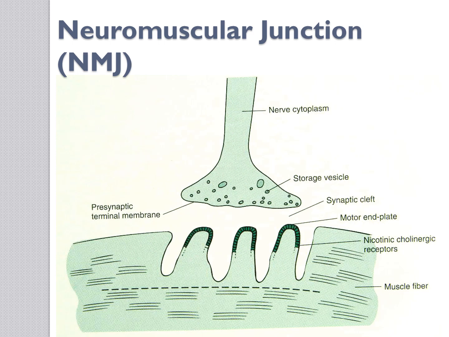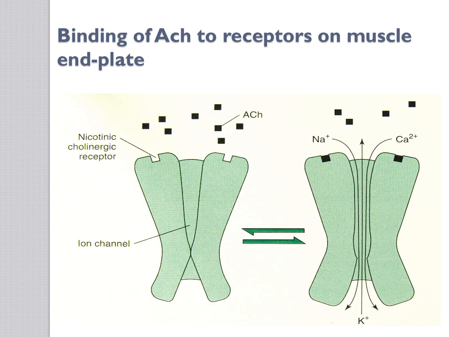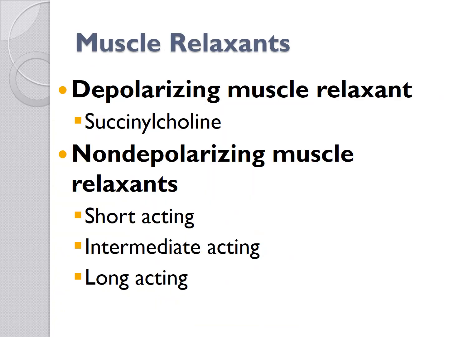So when a nerve stimulation occurs, the vesicles will release their chemicals in the synaptic cleft to have their action on the motor end plate nicotinic-cholinergic receptors on the muscle fibers. Binding of acetylcholine to receptors on the muscle end plate will activate the ion channel, and sodium and calcium will go inside the cell and potassium will go outside of the cell, and an action potential will be initiated and muscle fiber contraction occurs.